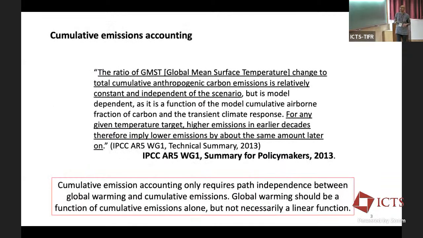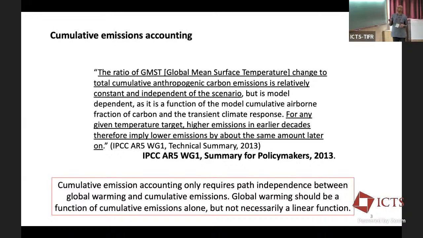I'm just highlighting one of these studies here. And this, of course, has been discussed and taken up by the IPCC. So here's a quote from the report that succeeded this body of work that came out, I think, around 2009. The ratio of global mean surface temperature change to total cumulative carbon emissions is relatively constant and independent of the scenario, but is model dependent as it is a function of cumulative airborne fraction of carbon in the transient climate response. For any given temperature target, higher emissions in earlier decades therefore imply lower emissions by about the same amount later on.